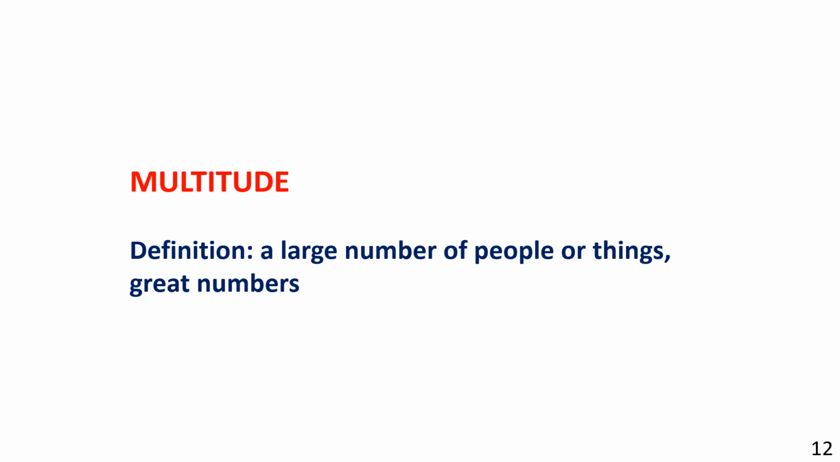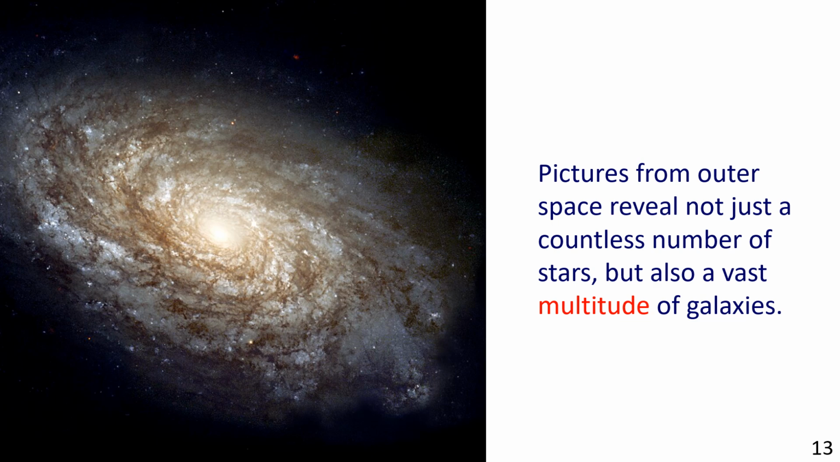Next, multitude. Definition: a large number of people or things, great numbers. This is an image by the Hubble Space Telescope of the spiral galaxy NGC 4414. Sentence example: pictures from outer space reveal not just a countless number of stars, but also a vast multitude of galaxies. Using the word vast before the word multitude, which means a large number, gives added emphasis.